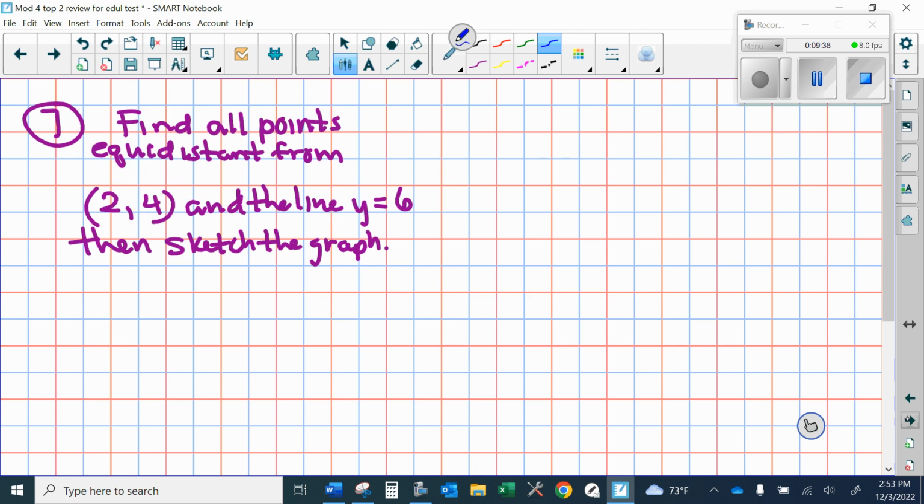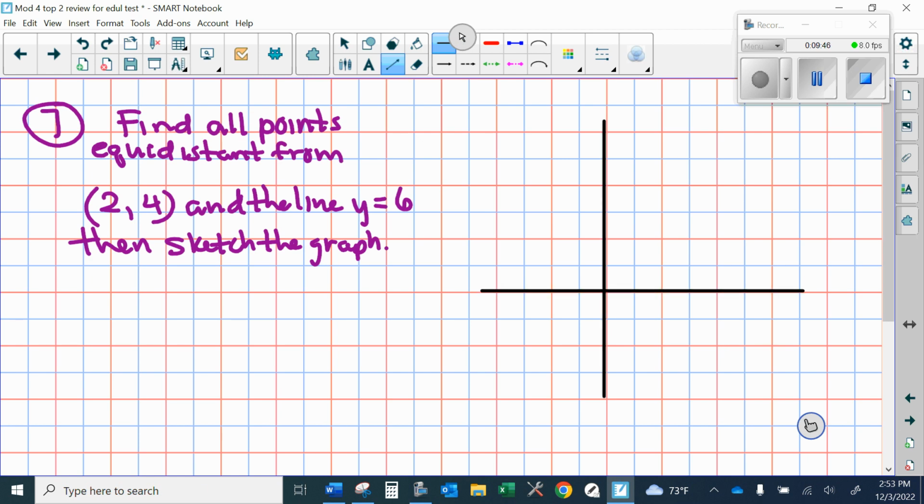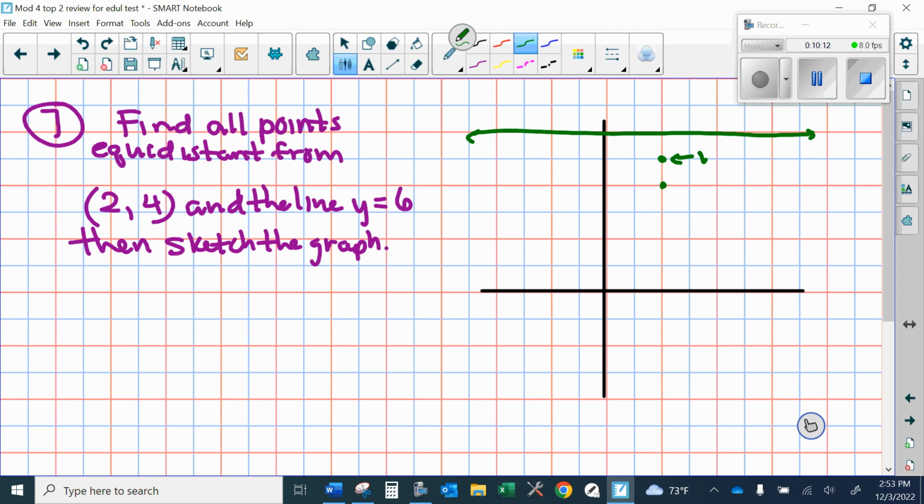Number 7: find all the points equidistant from (2, 4) and the line y equals 6. Here's (2, 4), 1, 2, 3, 4, and the line y equals 6 right there. We know the vertex of the parabola is exactly halfway in between. So there's a vertex at (2, 5), so that helps right there.